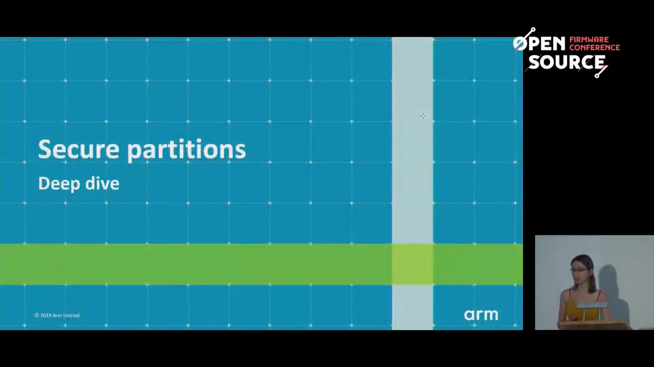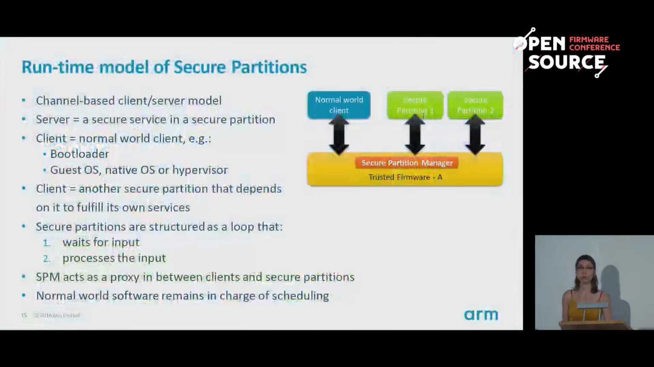Now, I just wanted to give a bit more detail about some of the implementation details of secure partitions, mostly around their runtime model. Obviously, a secure partition provides some secure services, so we need a way for the other pieces of software to request these services. So we need some kind of communication model. We've implemented a client-server model where in this context, the server is a secure service. And the client can be either running in the normal world, so it could be your bootloader or your operating system. But it can also be another secure service in case you have some dependencies between secure partitions.